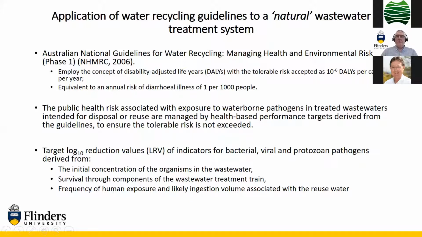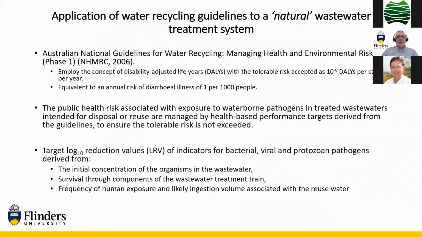Okay, so the natural wastewater treatment systems, the guidelines we're talking about here are the Australian National Guidelines for Water Recycling, Managing Health and Environmental Risks. And this is promulgated by the National Health and Medical Research Council in 2006. It employs the same concept used by the World Health Organization of disability-adjusted life years. So it's looking not just at mortality associated with exposure to enteric pathogens, it's also looking at morbidity and loss of income and general well-being. And the tolerable risk is accepted as 10 to the minus 6 DALYs per capita per year. And that's equivalent to an annual risk of diarrheal illness of about 1 per 1,000 people.